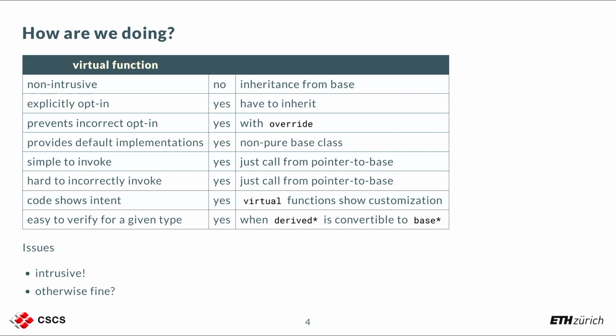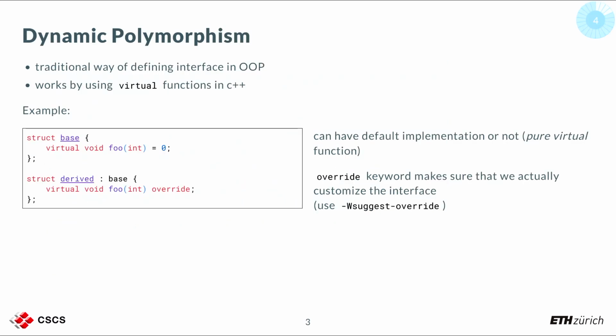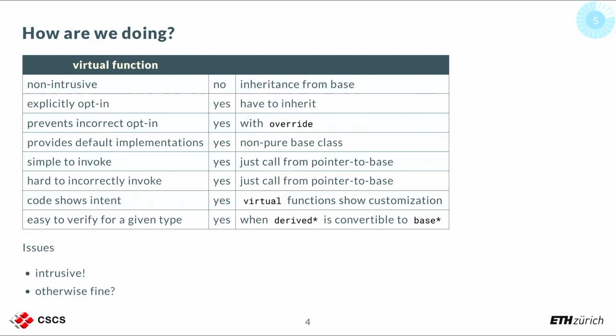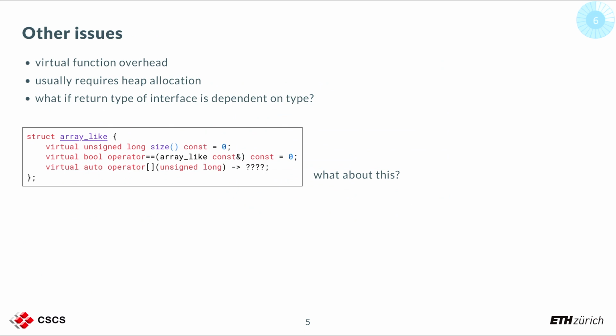What it is not is non-intrusive. So it is very intrusive. You have to inherit from something. And if you don't have control over the derived type, you cannot do it. So that's a pretty big drawback, especially in the context that we're talking about here, and that's generic programming. But are there other issues? Yeah, there are, and we talked about those earlier as well. We have virtual function call overhead. We usually have dynamic or heap allocation when we do object-oriented programming in that way.